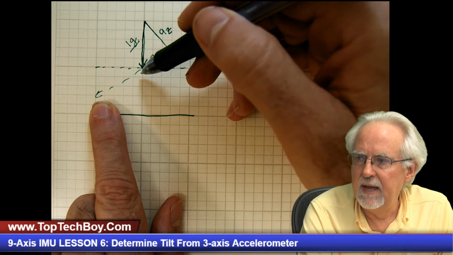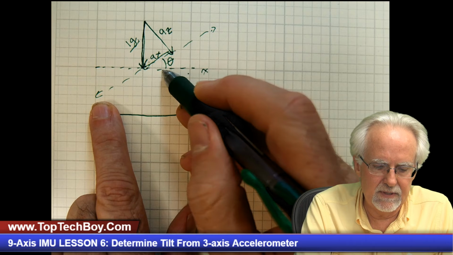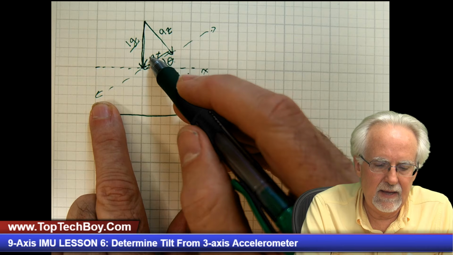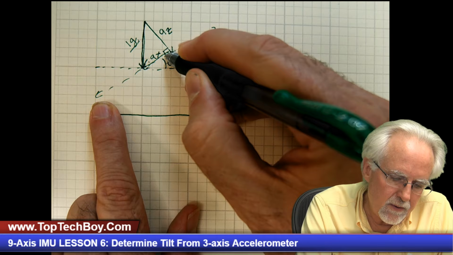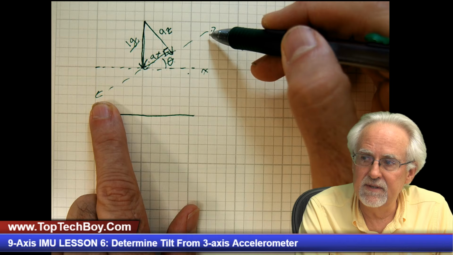All right, now we have to do a little trigonometry. Now you know that this angle and this angle add to 90, right? Because this is a right angle. So the theta in this corner of the triangle and the other angle add to 90. You also know that this is a 90 degree angle because I deliberately brought that vector in to be normal, or perpendicular, to my tilted sensor.